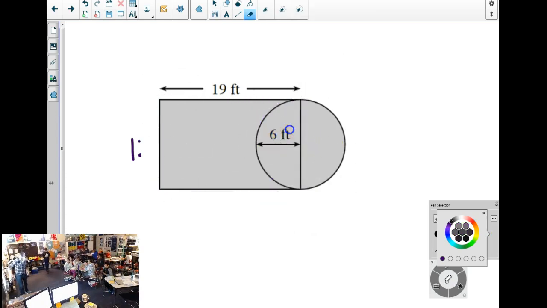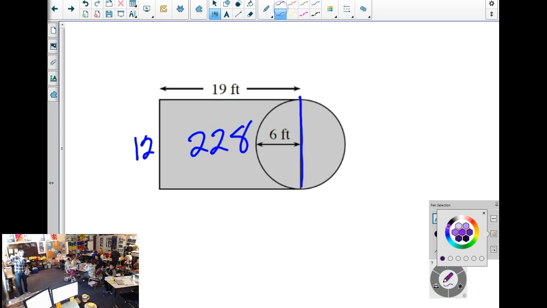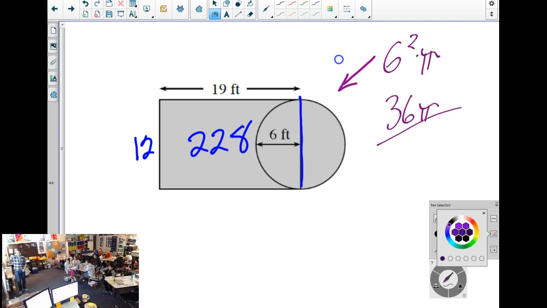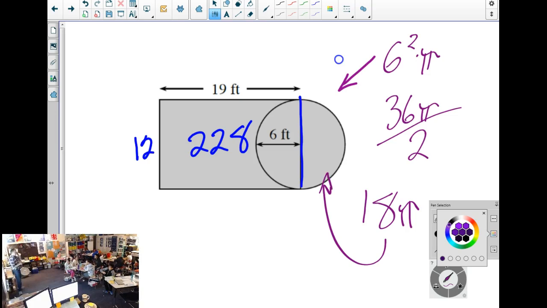So Connor did 19 times 12 first and got what? 228. And then for his circle, I did 6 times 6 times pi divided by 2. So 6 squared times pi, which is 36 pi, which if I divide this by 2, it's really 18 pi is the math we need to do. And we add that with our 228, and what'd you get total? 284.548. Any verification? Me.